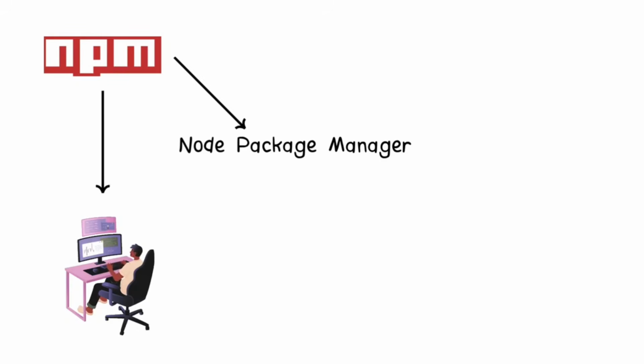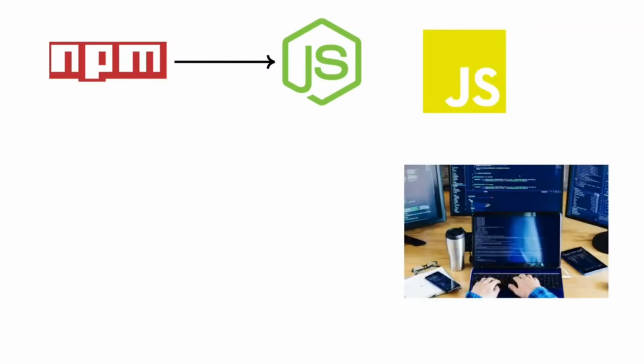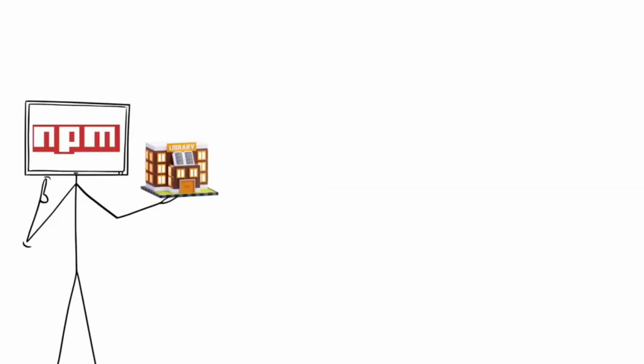NPM. NPM stands for Node Package Manager and is the most widely used package manager in the world. It comes automatically with Node.js, which means almost every JavaScript developer uses NPM by default. NPM is used to manage libraries for both front-end and back-end JavaScript projects.